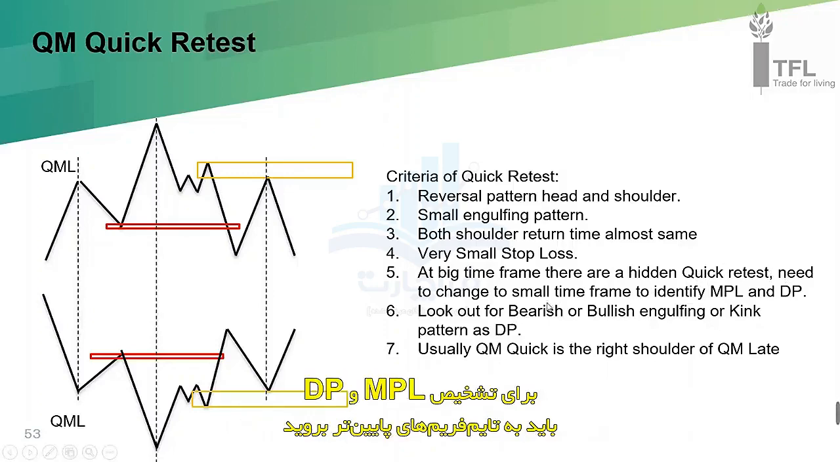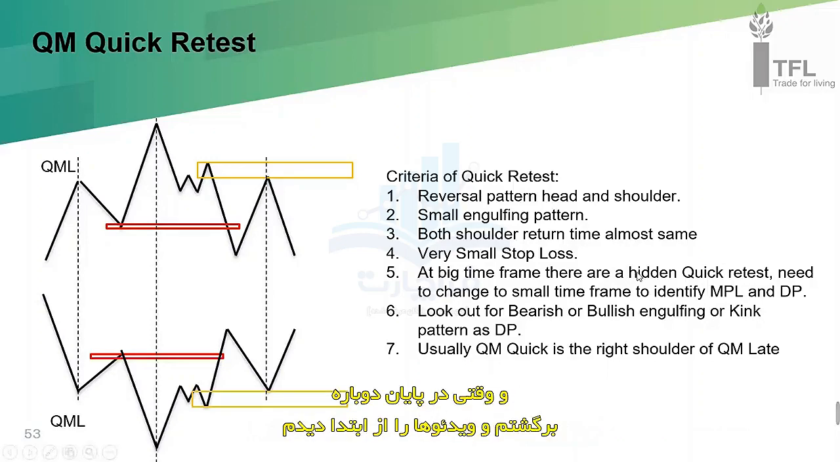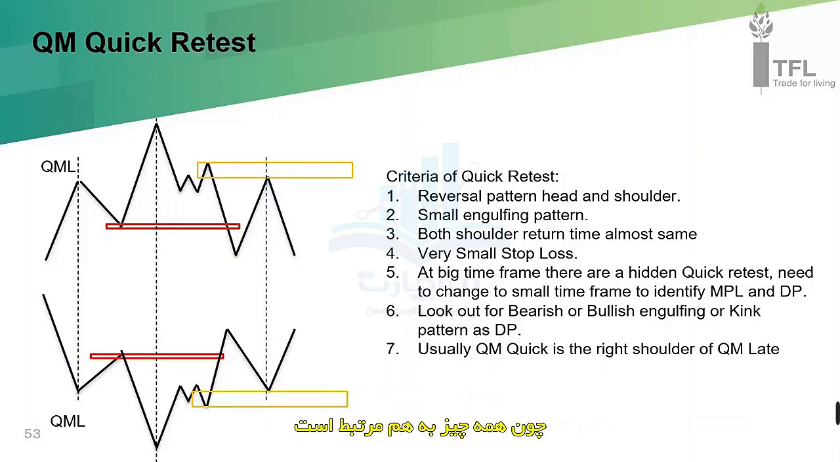You need to change to a small time frame to identify MPL and DP. So I'm going to introduce a bit about MPL and DP. MPL stands for maximum pain level, and DP is what we call a decision point. Of course, I'm going to share with you my experience when I first learned about the QML. I went through all the chapters and I did not understand. But when I finished everything and went back to rewatch the videos or the syllabus, then I understood, because it's all related.